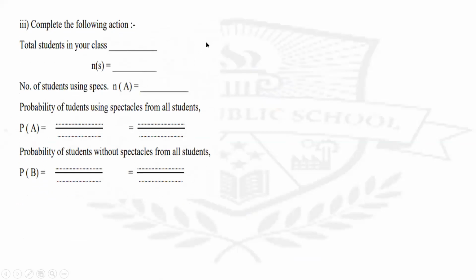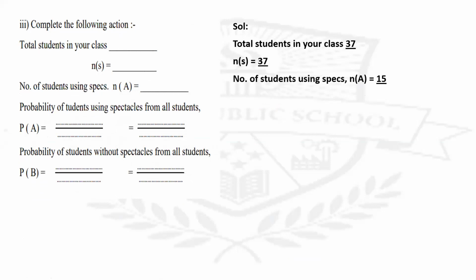Next is complete the following action. Now here you have to complete the following action. Now here, total number of students in your class. Now these answers may vary, because the total strength in your class may be different. I've taken the strength of my class. The total students in my class are 37. So my N of S is 37. Now out of that, number of students using spectacles, specs. So I've taken 15 students who use the specs.